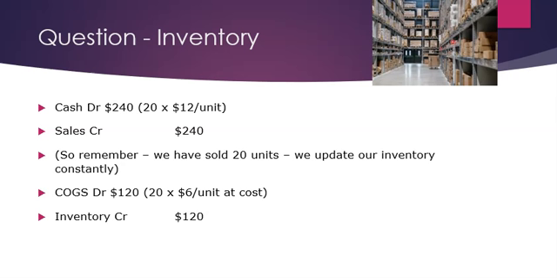So remember, we have sold 20 units. We need to update our inventory account constantly. What's the journal entry? Well, the cost per unit is $6, and we've sold 20 of them. So we're going to debit our cost of goods sold for $120, and we will credit the inventory account for $120, which means 20 units at $6 a unit has now left the inventory account.